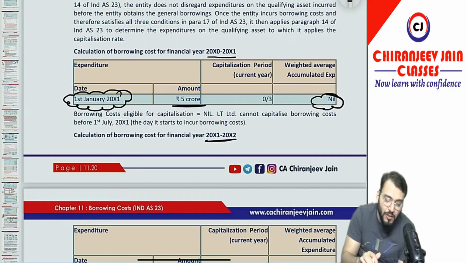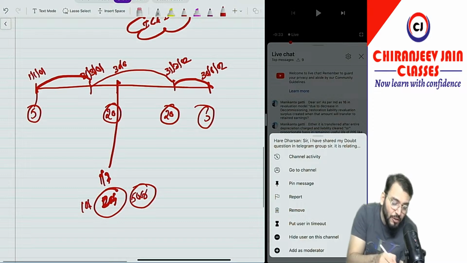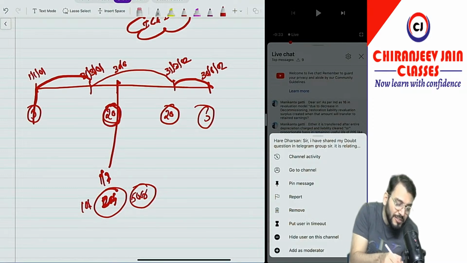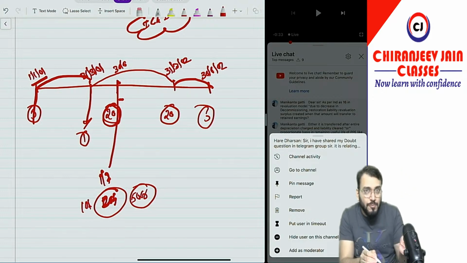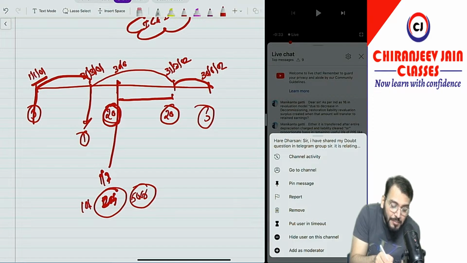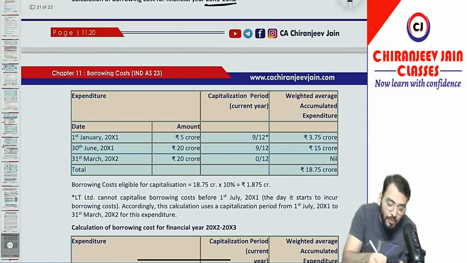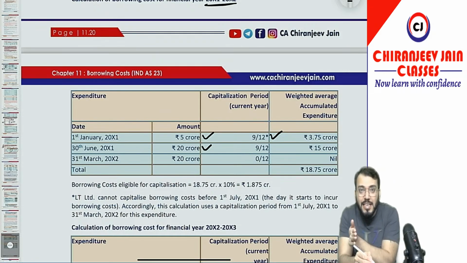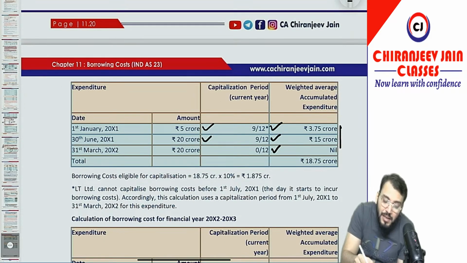Come to the next year, 2001-2002. The first expenditure in this year was incurred on 30th June, but the 5 crore from 1st Jan was outstanding from the beginning. So for this the capitalization period will be from 1st July, when borrowing was taken, that means 9 months capitalization. Are you getting what I am saying? So 5 crore has 9 months capitalization. The 20 crore incurred on 30th June also gets 9 months capitalization. The expenditure incurred on 31st March, that is 20 crore, gets 0 months capitalization. So this will be the amount to capitalize.